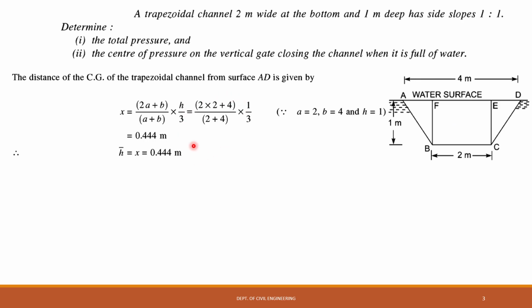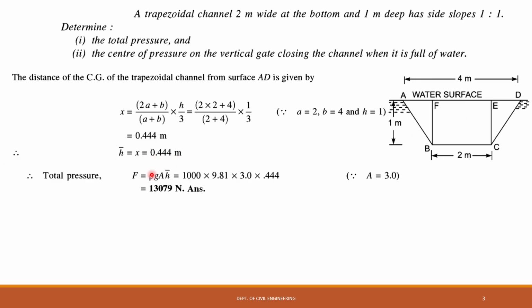Now when I talked about the formula, I told you that X is the distance from the side which is taken as B. Here 4 meters is taken as B. That means this side is taken as B. So 0.444 meters is the distance from AD, that is from the free surface of water. Okay. So the CG is somewhere here and from this point to the free surface of water the distance is 0.444 meters. So you got the value of H bar.